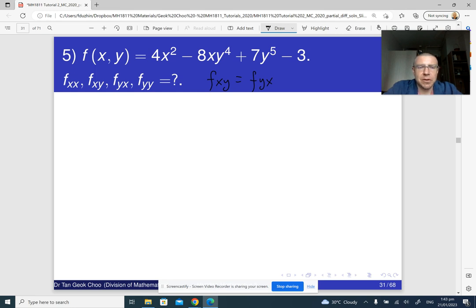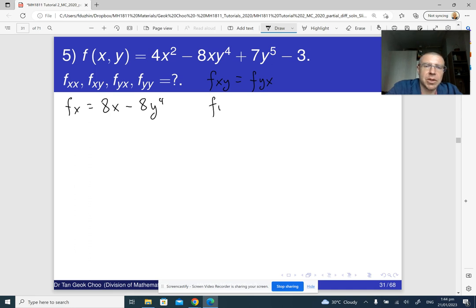So we've got to just find three second partial derivatives, and to do that, we need to begin with two first partial derivatives, right? So fx is what? So 4x squared. Differentiating it, we get basically 8x, right? Minus 8x y to the 4. We're differentiating with respect to x, so we'll just get 8 times y to the 4. Then there's no x anymore, so that's it.